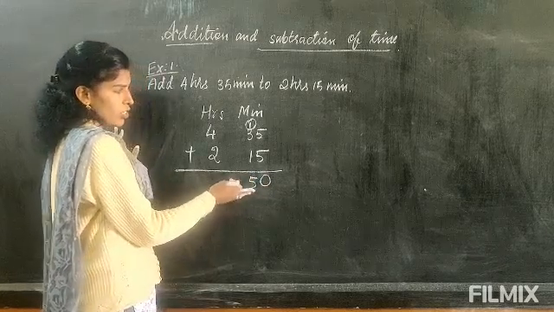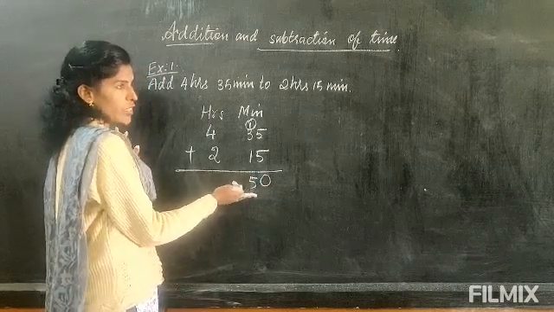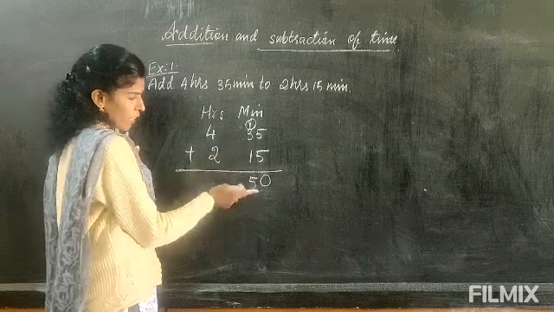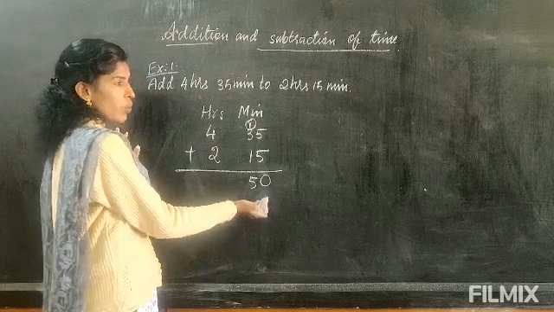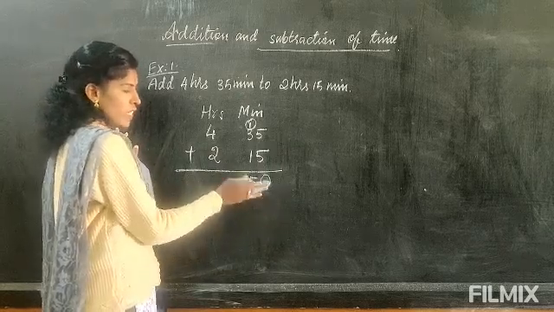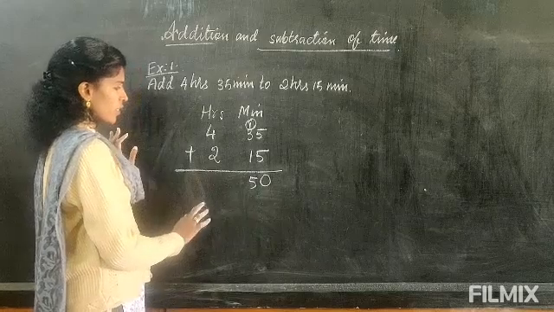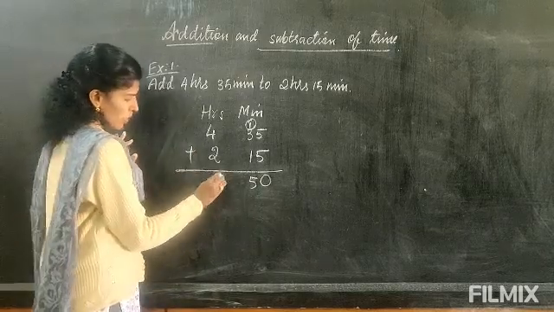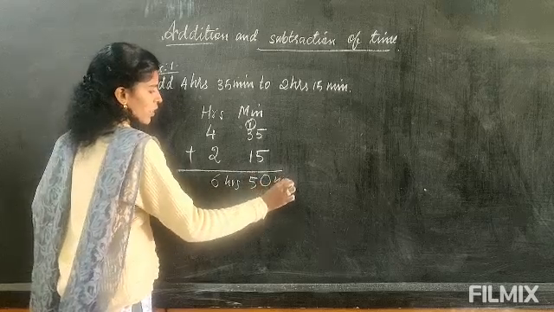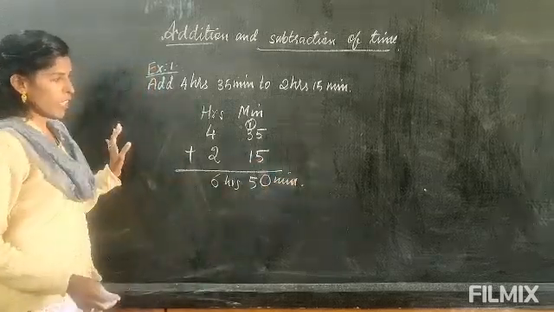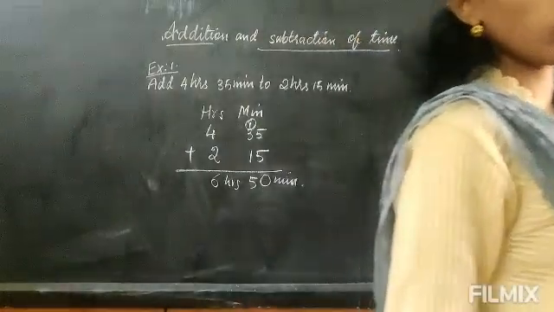So it is not 1 hour. 1 hour means you need 60. So when you add and the answer is more than 60, then you have to convert it into hours. If it is less than 60, you can leave it as it is. Now 4 plus 2, 6. So now the answer is 6 hours and 50 minutes. Now let's see a different sum where we need to carry.